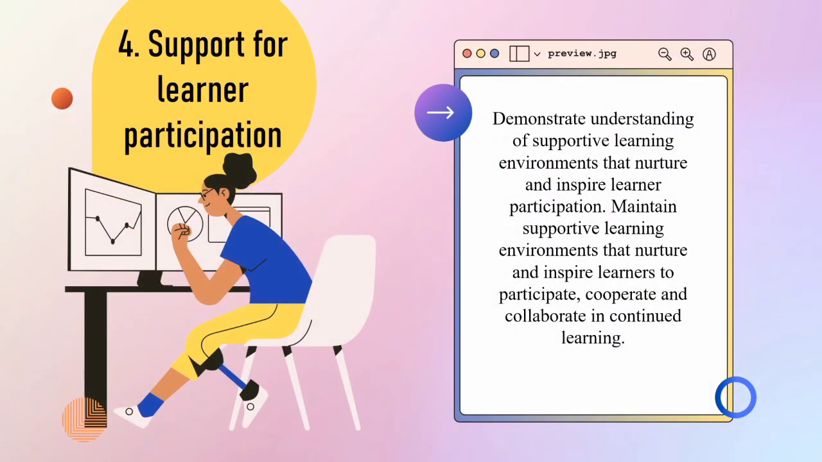The fourth strand in Domain 2 is support for learner participation. Support for learner participation demonstrates understanding of supportive learning environments that nurture and inspire learner participation. Maintain supportive learning environments that nurture and inspire learners to participate, cooperate, and collaborate in continued learning. Facilitate the processes to review the effectiveness of the school's learning environment to nurture and inspire learner participation.